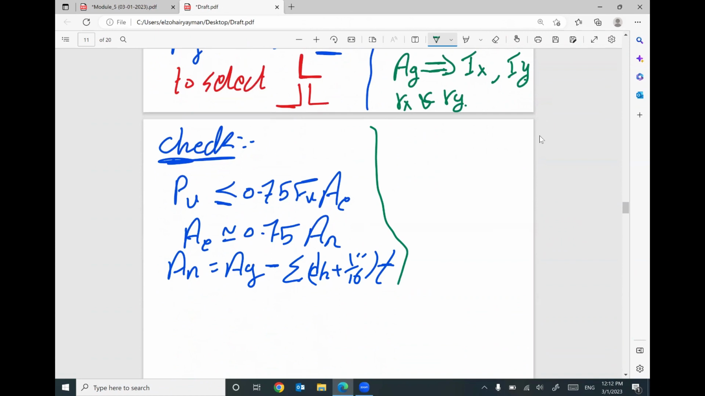I will make sure your P ultimate is smaller than or equal to 0.9 times area gross times Fcr. Is it Fcr? Cannot remember. Yes, it's Fcr. Fcr is the critical stress. And we have two values for Fcr, I think. I cannot remember. Is it Fcr or something else? Anybody can help me? Do you remember? Is it Fcr?